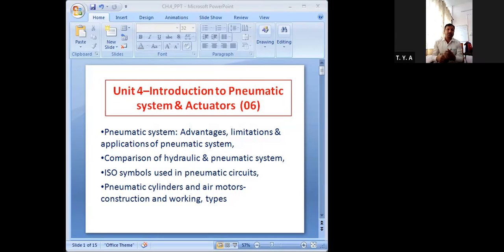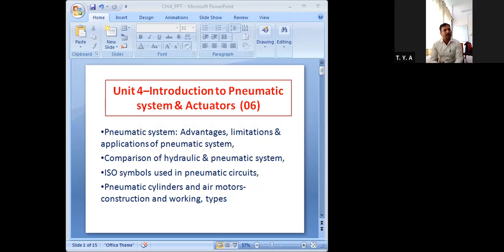Then we are going to discuss some ISO standard symbols which are used in pneumatic systems. In general, we have already discussed some symbols, or all symbols, in the earlier lecture. And at the end of this unit number 4 we are going to discuss the pneumatic cylinder, that is, the elements of the pneumatic system.